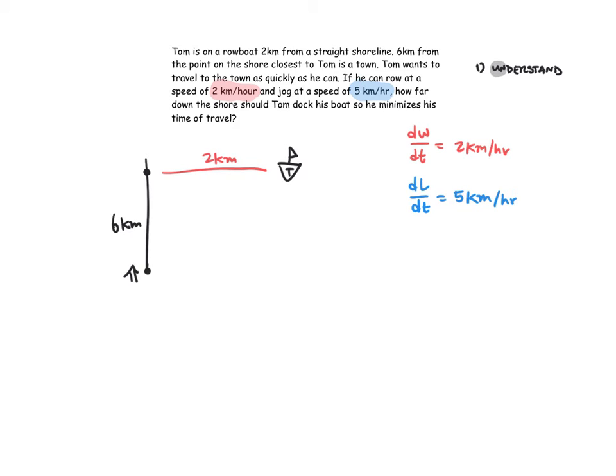Okay, so here comes the hard part, and this is the toughest part, right? So now they can at least see the problem, so they can see what they're trying to do. Well, if we just row straight to shore and then jog straight to the town, clearly that's not going to be our minimum time for Tom. So we've got to come up with a plan, a way for us to model this using maybe some calculus reasoning.